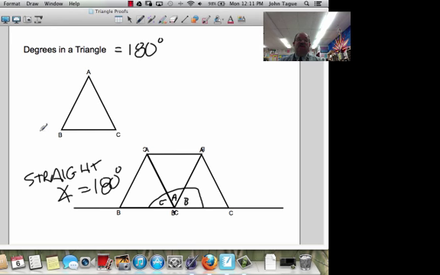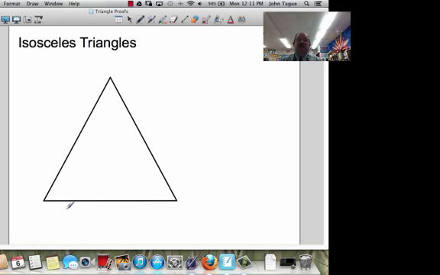So we'll get to a more logical proof when we start math 2 with parallel lines and whatnot. But for right now, we're going to live with 180 degrees in a triangle. There's a reason for it. The other thing we could do is you could actually make a triangle, rip the corners off, and do the same exact experiment, and it would be delightful.